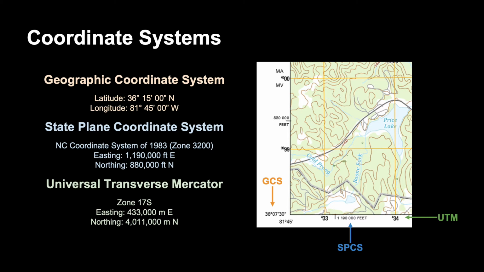SPCS and UTM are projected coordinate systems that are notated in easting and northing values. Because SPCS and UTM are based on projections, the units are two-dimensional units of measurement. For SPCS, the unit is feet. For UTM, the unit is meters.